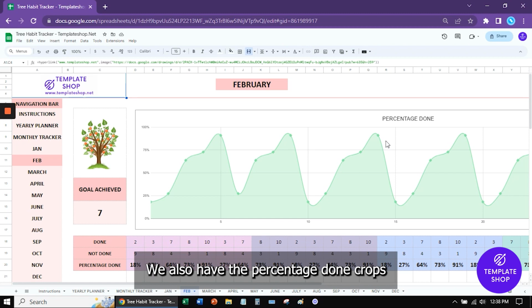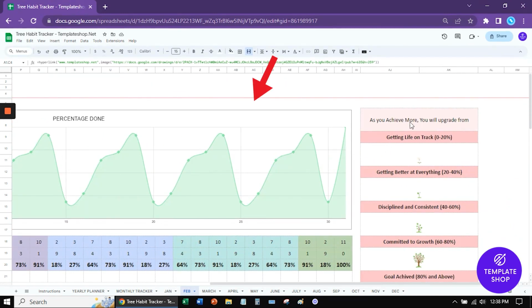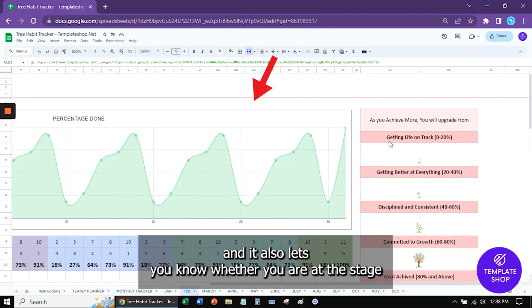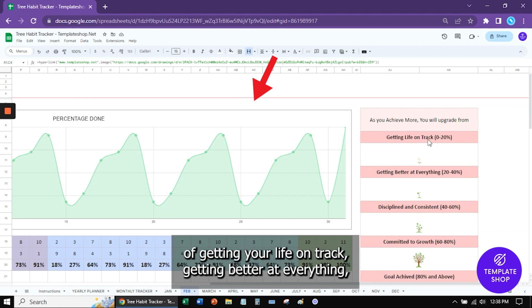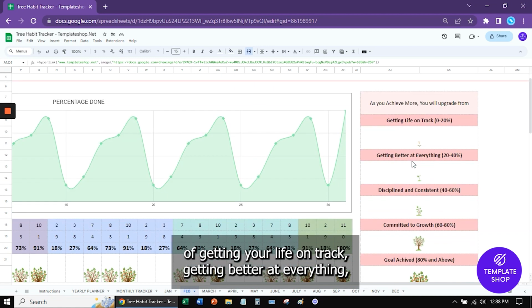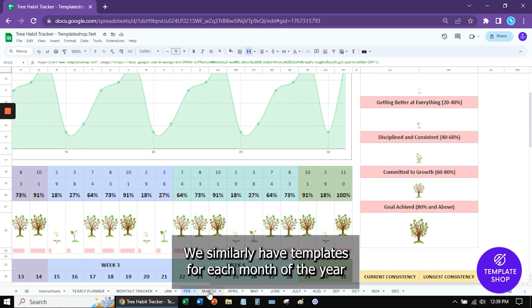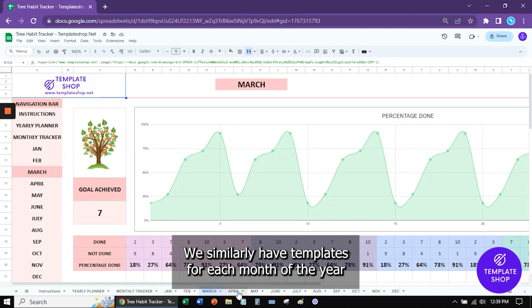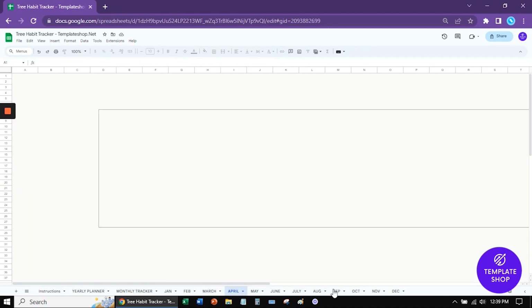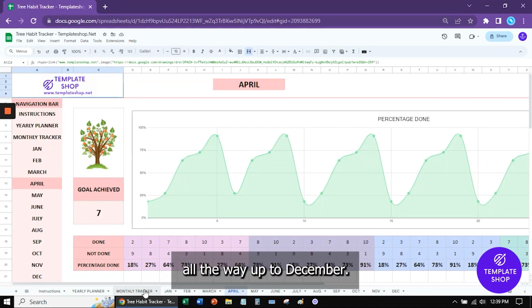We also have the percentage done graphs, and it also lets you know whether you are at the stage of getting your life on track, getting better at everything, or going all the way up to the goals achieved, which is 80% and above. We similarly have templates for each month of the year, all the way up to December.